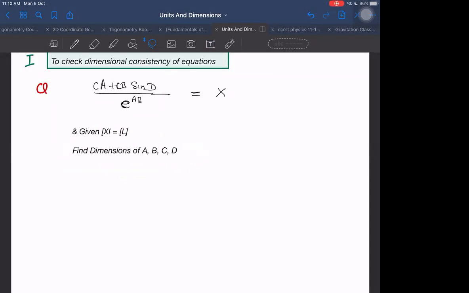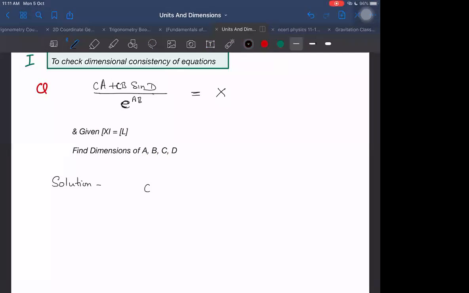Okay, let me give you a hint. How many equations do we have in dimensions here? You may think that we have just one equation, but no, we have many equations here. Let me tell you the number of equations. There are many unknowns. How many unknowns do we have? A, B, C, D. But we can get each of these easily if you understand that we have many equations here.